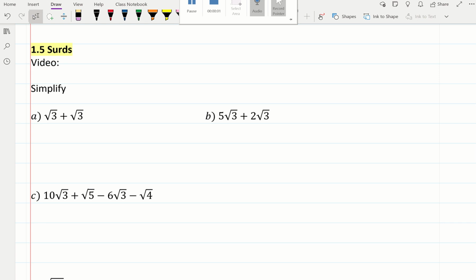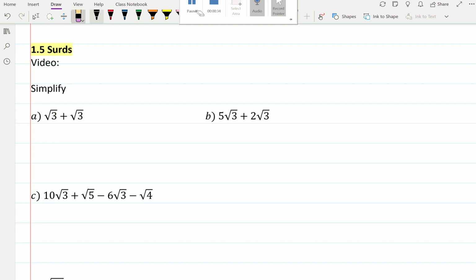So in section 1.5, we're looking at surds, and the first section is just about simplifying surds. And surds is like collecting like terms. So something like x squared plus 2x plus 3x squared minus 5x. We know that we can only add x squared to 3x squared, and we can only subtract minus 5x from the 2x because they are like terms.